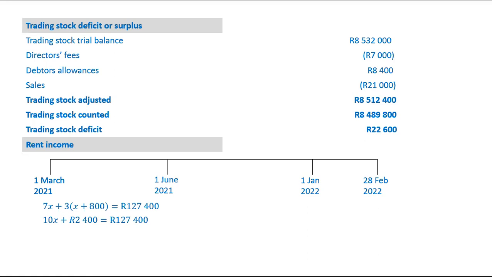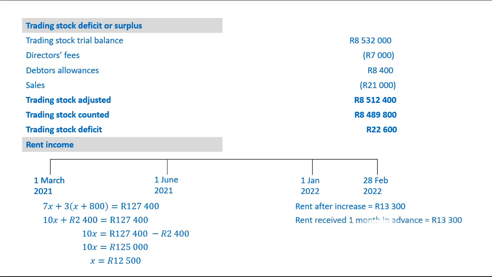You will transpose that 2,400 and take it to the other side. You'll have 127,400 minus 2,400. You will get 125,000 divided by 10. It will give you X, which is 12,500. All accounting students should know this because you did it in grade 8 and 9. Everyone did maths in grade 8 and 9. And this is quite simple. Now, note that the rent that you have calculated here, which is X, is the rent before the increase. Now, to get the rent after the increase, you just add 800 to that 12,500. It'll give you 13,300. And that is the rent we received 1 month in advance.